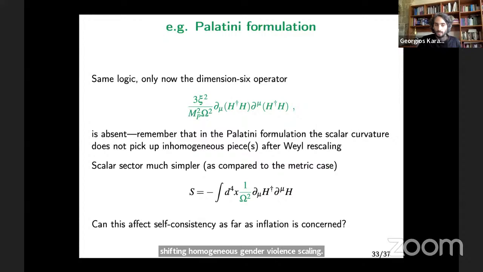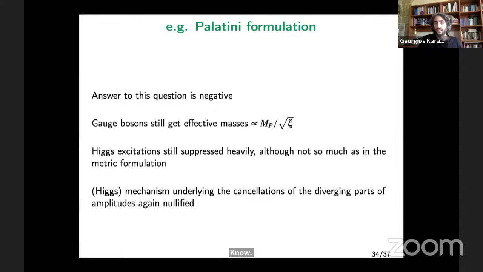This again means that the scalar sector is much simpler, and trivial and so on. I use these words very loosely, for lack of a better alternative. It's not simple at all. It gives very satisfactory cosmological phenomenology. In any case, as compared to the metric case, we don't have this extra operator in the kinetic term, but rather only a rescaling by a power of the conformal factor. And again, it's reasonable to ask what happens with self-consistency as far as inflation is concerned. The answer to this question is actually well known. Nothing changes. It's exactly the same logic as before.